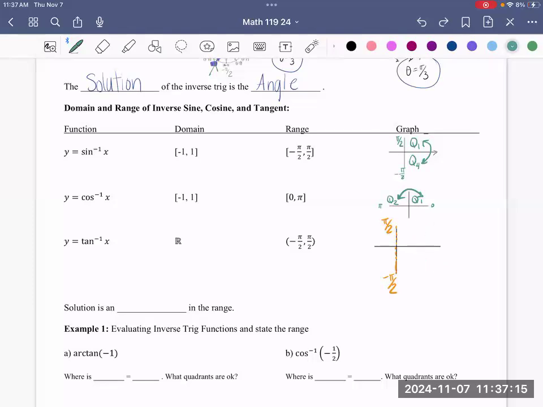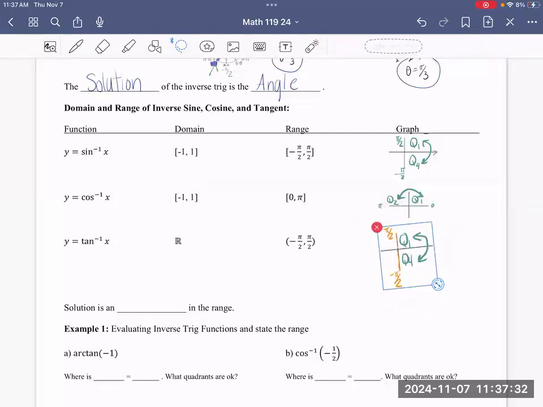Let me back up a bit. There we go. Quadrant 1 or quadrant 4. And so we'll be bouncing between these two, but we cannot be at pi over 2 and at negative pi over 2. And again, let me just condense these a little bit to make them a little bit more uniform in size. There you go.